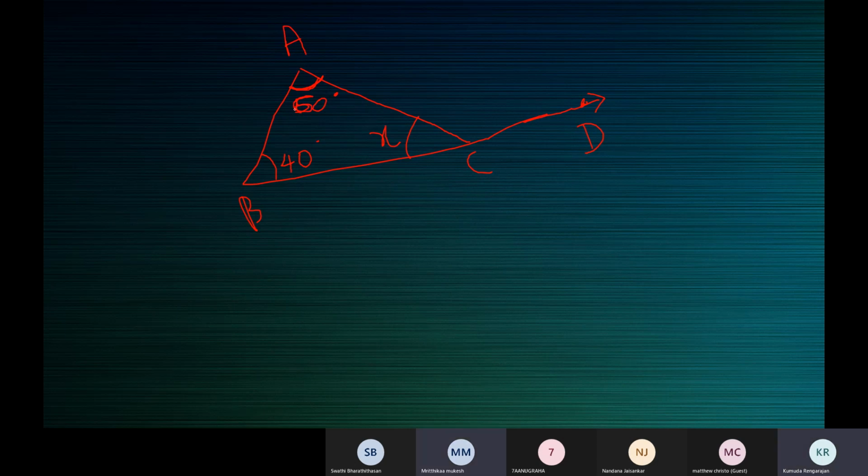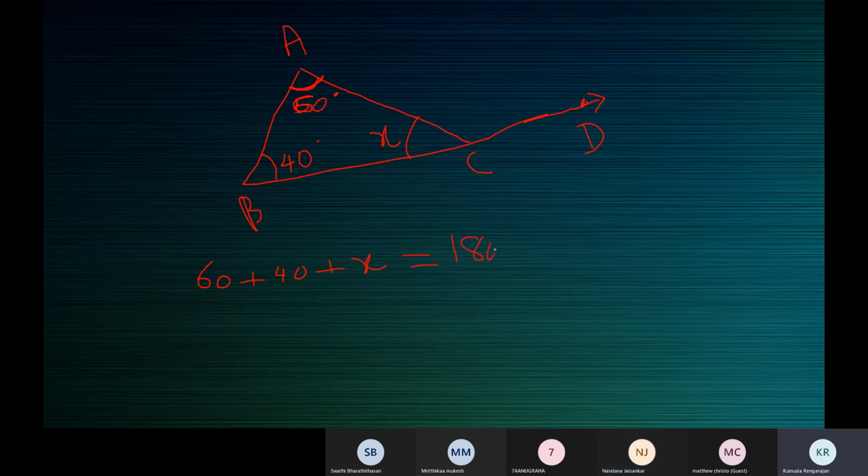Ma'am, 80 degrees. How do we work that? Tell me the steps. 60 plus 40 is equal to 100, and then that 100 should be subtracted from 180. So we get the angle as 80 degrees. But I think you can do it like this: 60 plus 40 plus x is equal to 180.